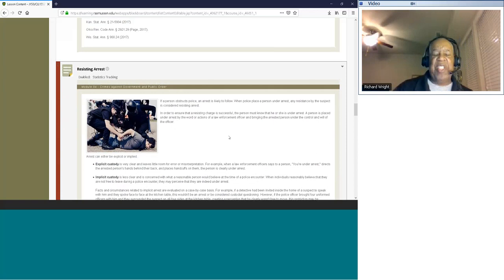Next, we deal with resisting arrest. Now, very broadly, it says what it says: resisting the arrest. If the police place you under arrest, or you attempt to flee, or you attempt to fight the law enforcement officers, or any form of resisting, then it's very easy for the police to charge that.